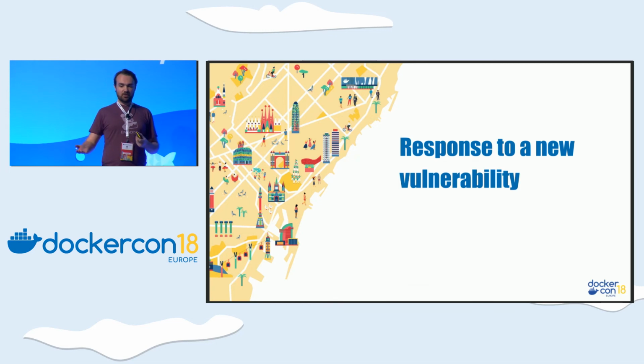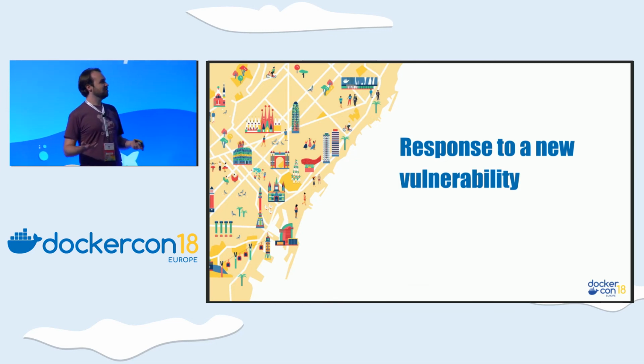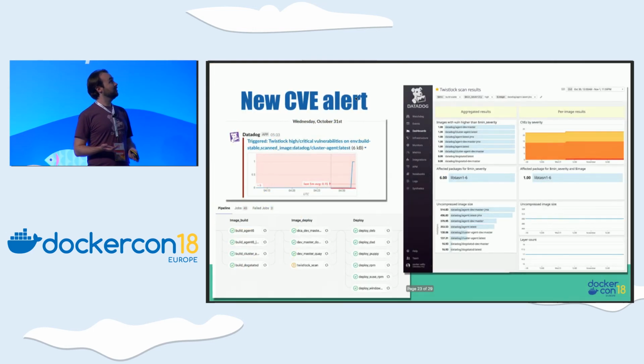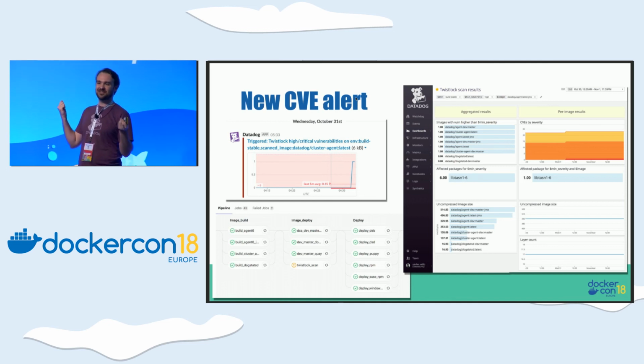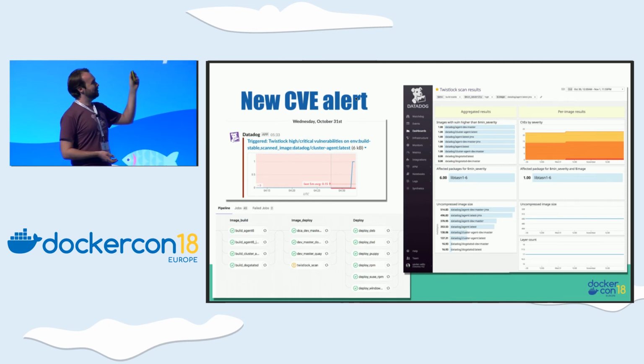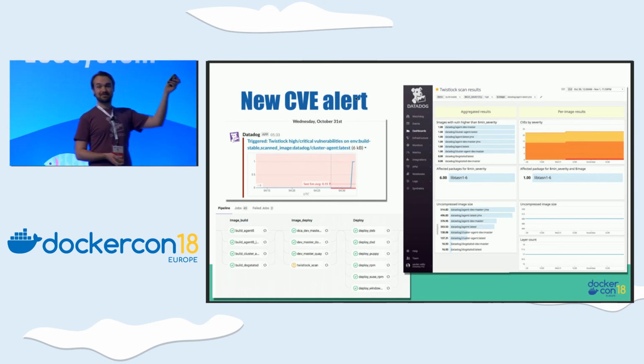So I was preparing this talk, saying, okay, how can I show how good it is actually? And October 31st, yeehaw, I got a vulnerability, so I can take screenshots. So on October 31st, a new vulnerability is published on libtasn1. I got a Slack alert from the registry scan.